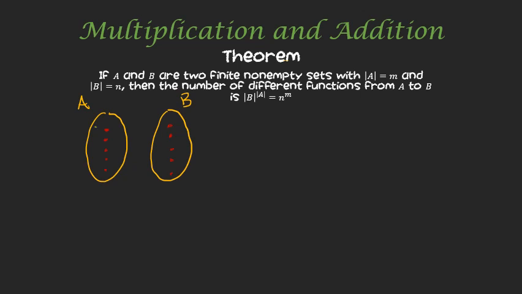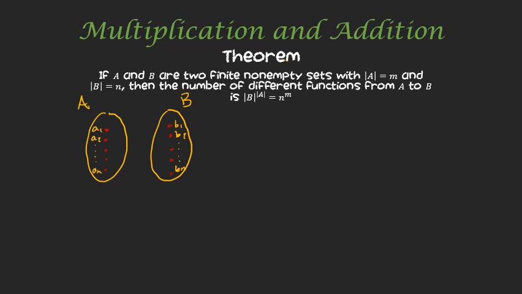Well, let's call these something. Let's call this A1, A2, up through Am. How many elements are in A? There are m elements. And how many elements are in B? Let's call them B1, B2, there are n elements in B, so up through Bn. So how can I build a function?